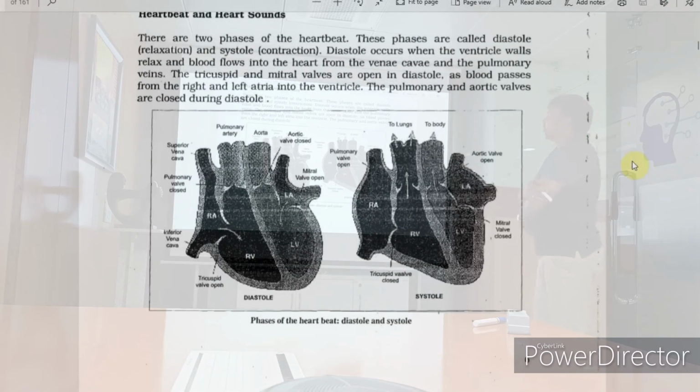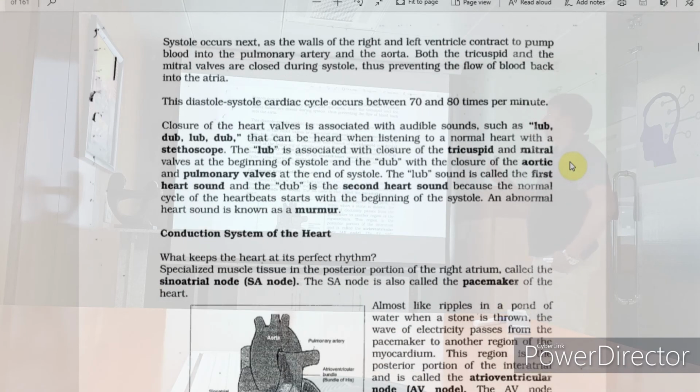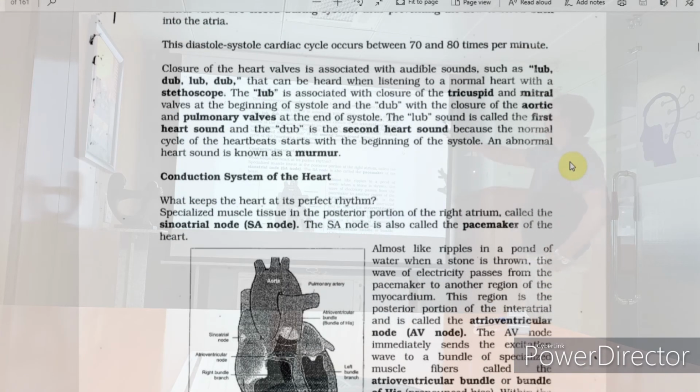Scrolling down: heartbeat and heart sounds. There are two phases which I told you, contraction and relaxation, and the color picture was explained on the other side. Scroll. The lub sound and dub sound, hold on. The lub sound is associated with the closure of the tricuspid and bicuspid, also known as the mitral valve. And the dub sound is produced by the aortic and pulmonary valves. Partners, AP. Remember AP, or PA. Alright, this is your second heart sound, because of the normal heart sounds.